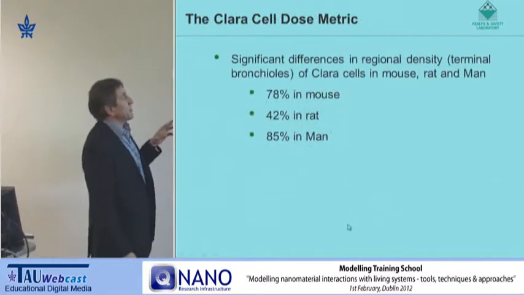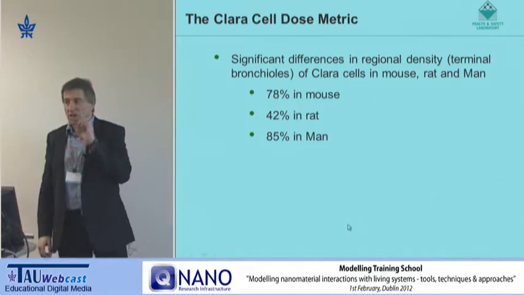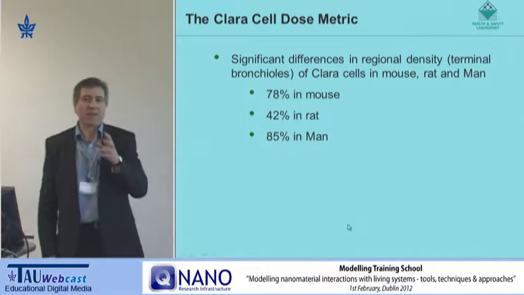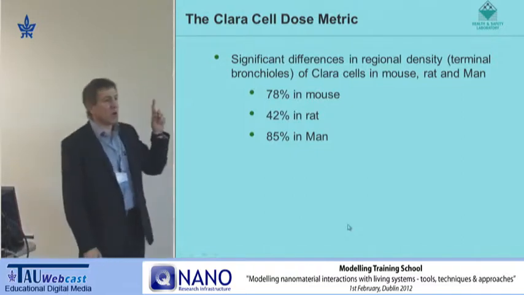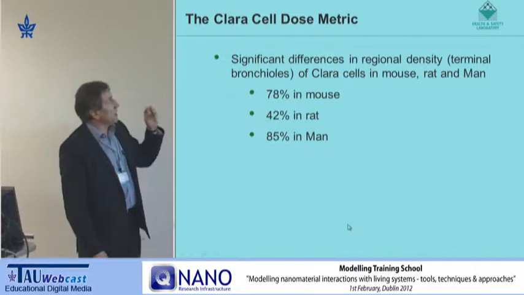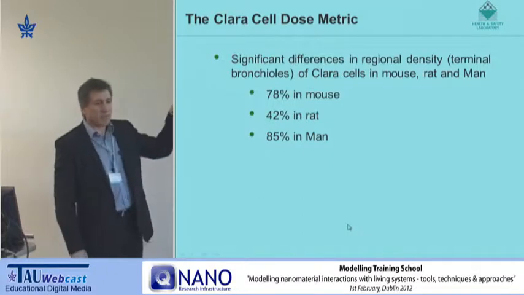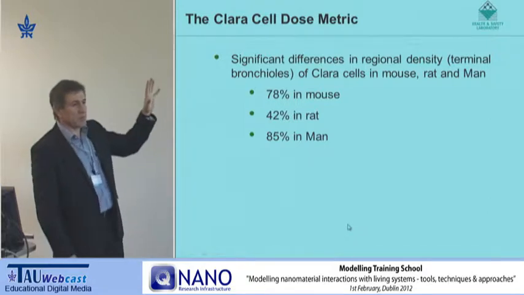Some interesting information. In the mouse, about 80% of the Clara cells, the cells with the highest metabolic capacity compared to any other lung cell, occur in the bronchoalveolar region of the mouse lung. Similarly, in human beings, 85% occur in the bronchoalveolar region, but only 42% in the rat.